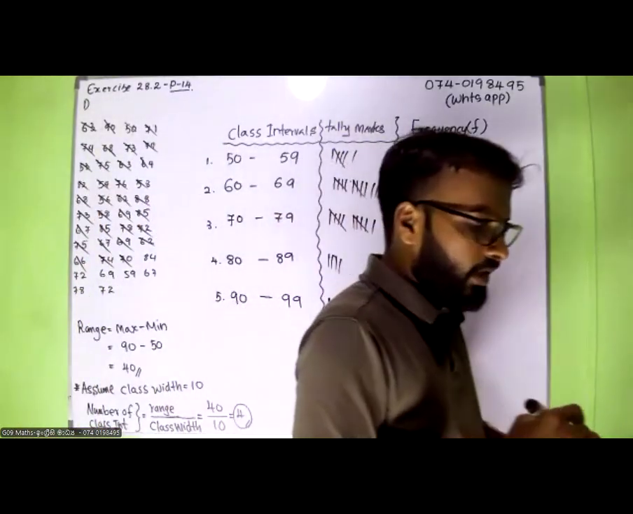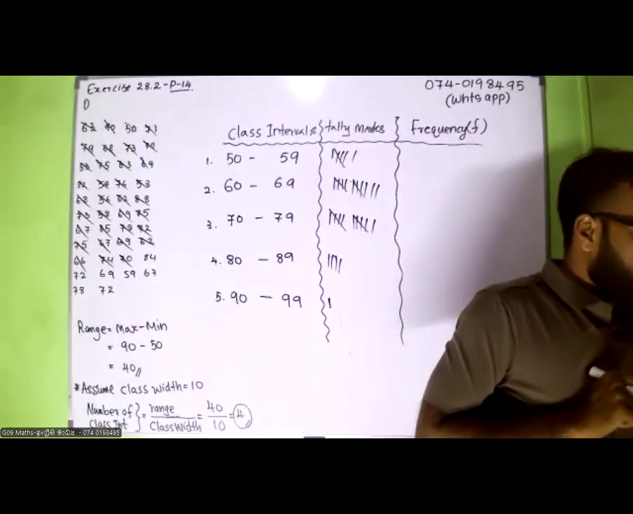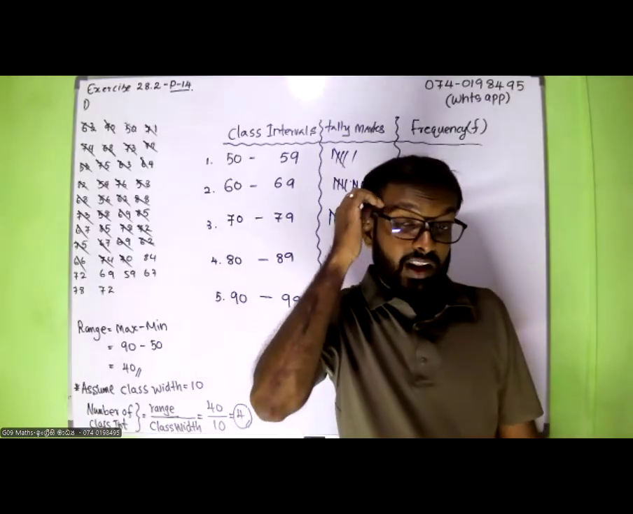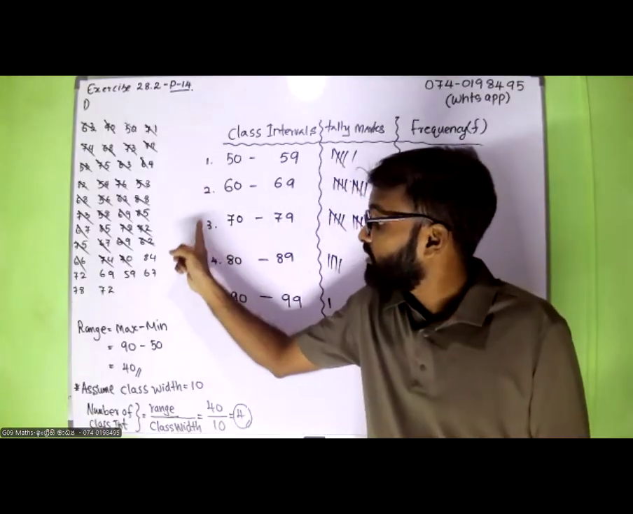Where can I put 70? Into the first, second, third, fourth, fifth?